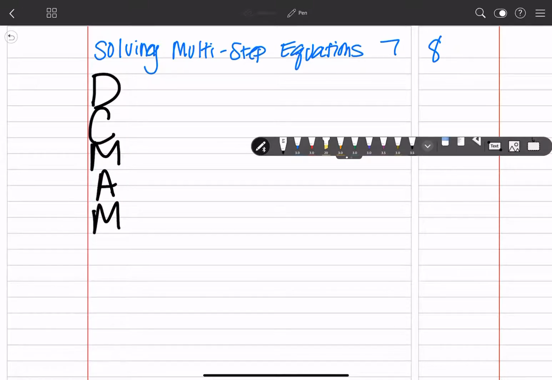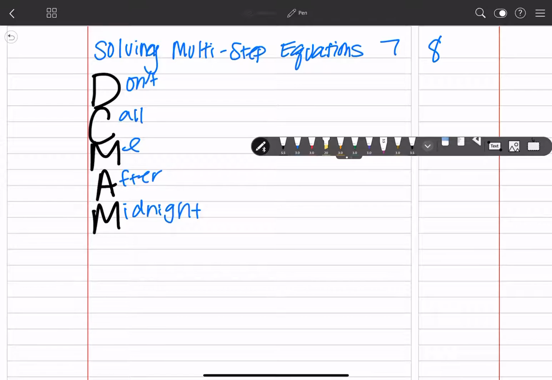What it stands for is: don't call me after midnight. These are the steps for you to solve multi-step equations, whether you have variables on the same side or both sides. So, we are going to tell you what each of these mean now.